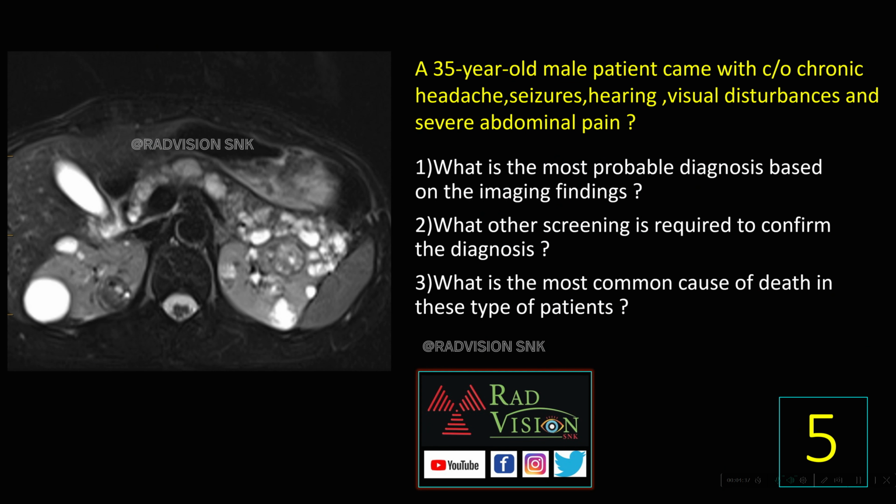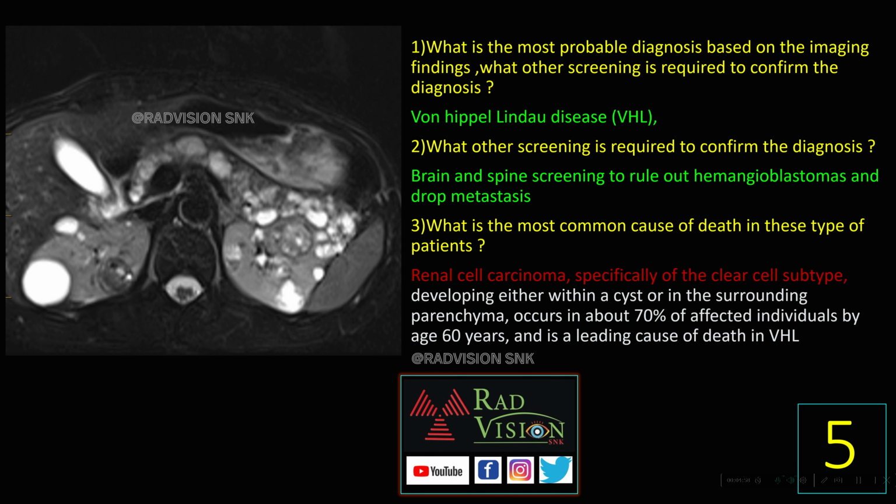So, next case: a 35-year-old male patient came with complaints of chronic headache, seizures, hearing and visual disturbances, and severe abdominal pain. You can see there are multiple cysts scattered in the pancreas, and also multiple cystic lesions in the kidney, and a few altered signal intensity areas in a few of the cysts. So by this history and diagnosis, you can definitely suspect von Hippel-Lindau disease.